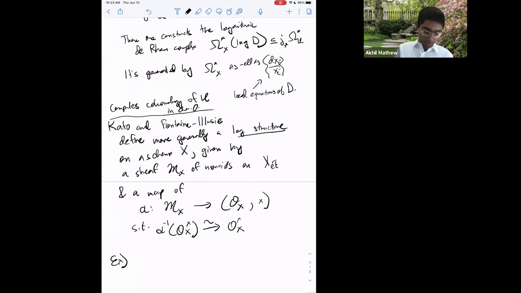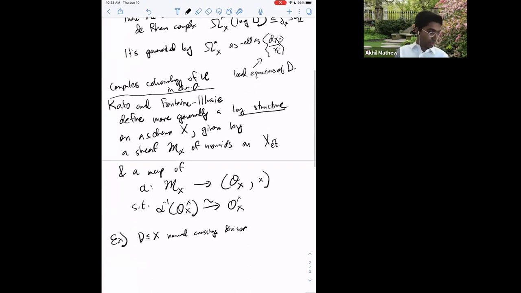For example, if we're in the setting as above, where D sitting inside X is the normal crossings divisor, then we have a log structure given by M_X being those functions which are invertible on U.